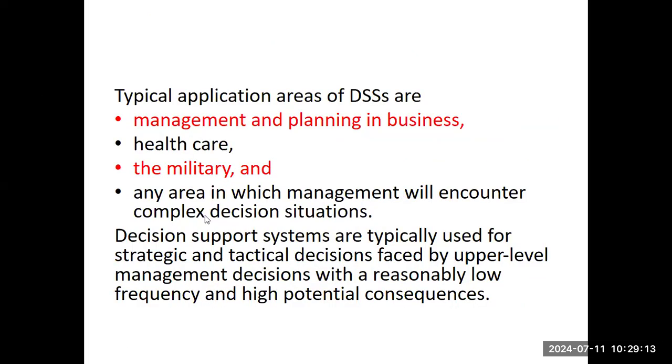So now we can understand the typical application areas of decision support systems are management and planning in businesses, healthcare, the military, and any area in which management will encounter complex decision situations. So any complex decisions, they can use this. The decision support systems are typically used for strategic and tactical decisions by upper level management, with reasonably low frequency and high potential consequences.